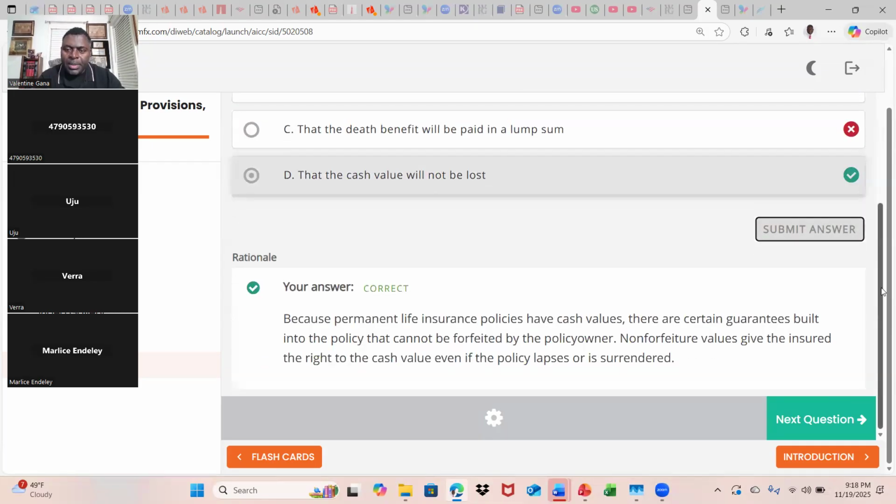Correct. Because permanent life insurance policies have cash value, there are certain guarantees built into the policy that cannot be forfeited by the policy owner. Nonforfeiture values give the insured the right to the cash value, even if the policy lapses or is surrendered. Okay.